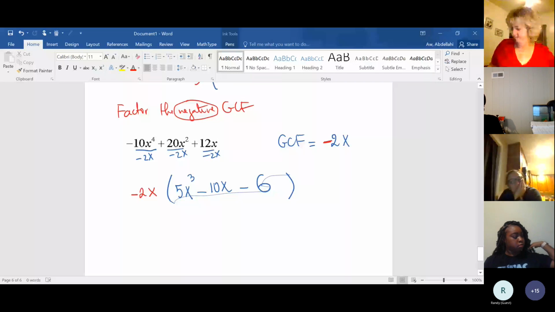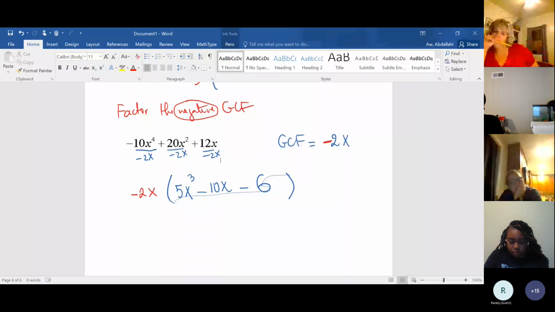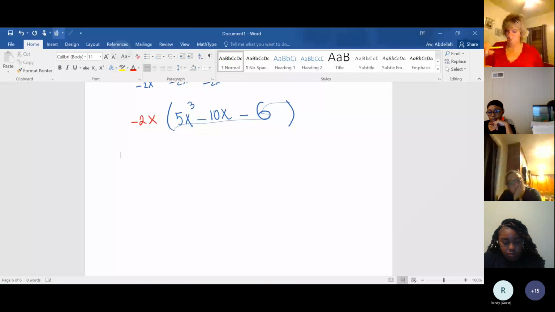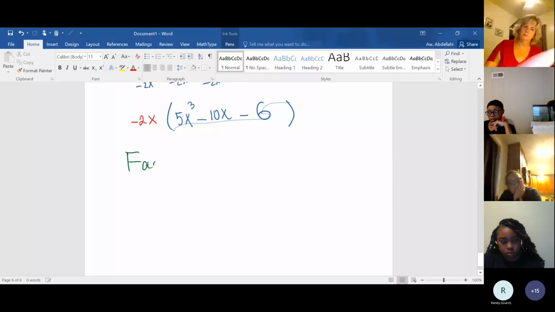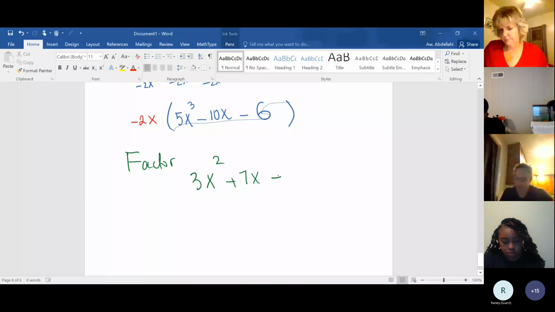So don't rush, please, in the test. Divide by the negative GCF. Please put the negative sign in the GCF every time you see that question. So that is what you can say about the GCF. Now sometimes, if you have this, factor 3x squared plus 7x plus 5.